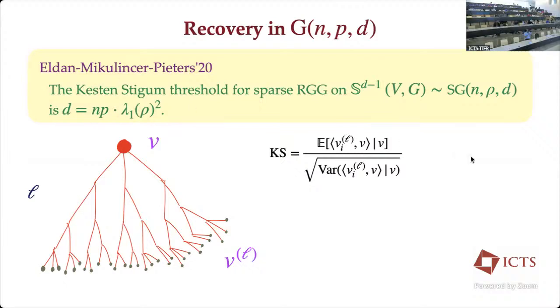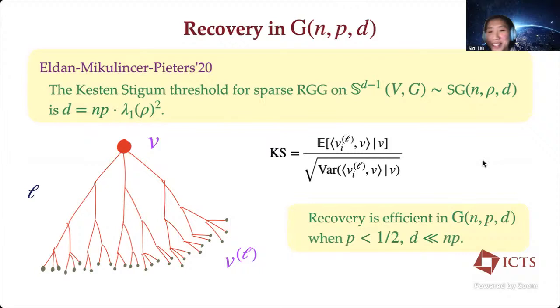Question. What's i here? Is it for some fixed i? The KS threshold, is it defined with respect to some fixed v_i? Not a fixed v_i, but just any leaf, just one leaf. Any leaf. Oh, okay. Yeah, that's what I mean, just one of the leaves. Okay, thank you. No problem.